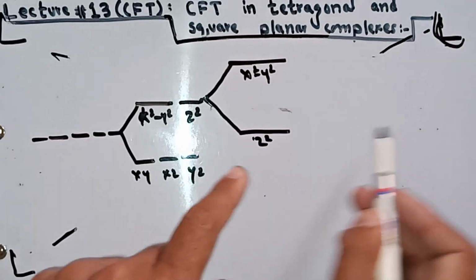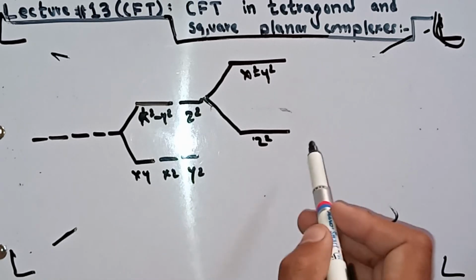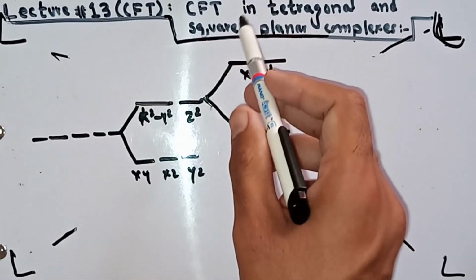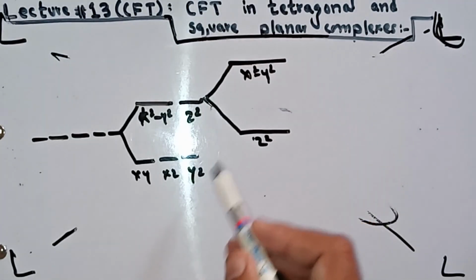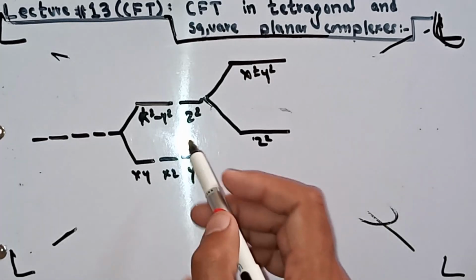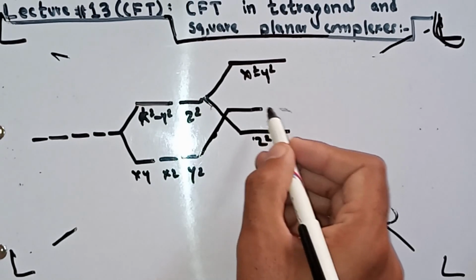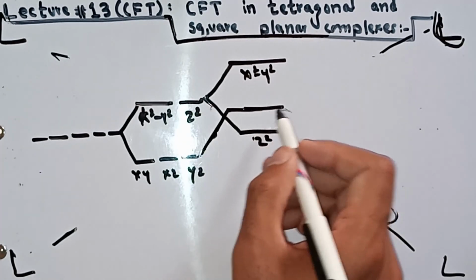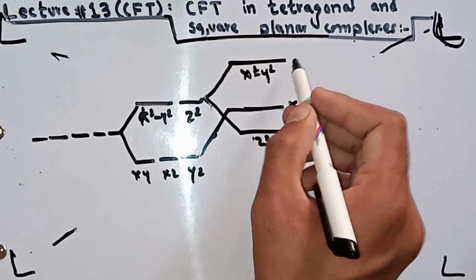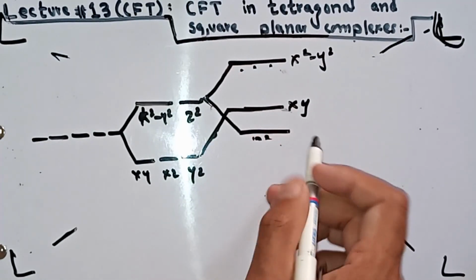But the xy orbital lies in between the axes in the xy plane, with one lobe like this and one lobe here. So it has a little bit of interaction with the ligands, which is why the xy energy will be increased compared to z square. That will be xy, that will be x square minus y square, and that will be z square.